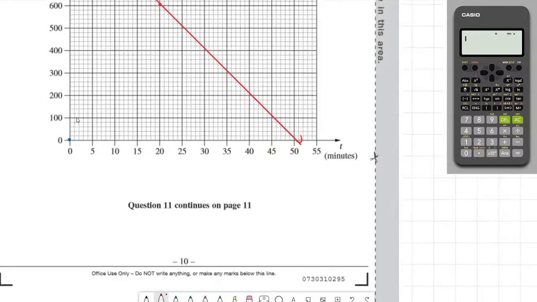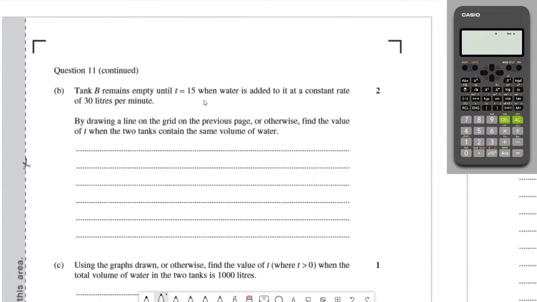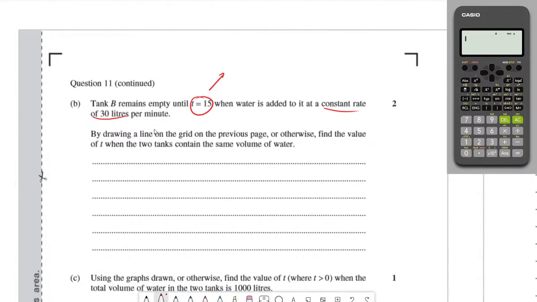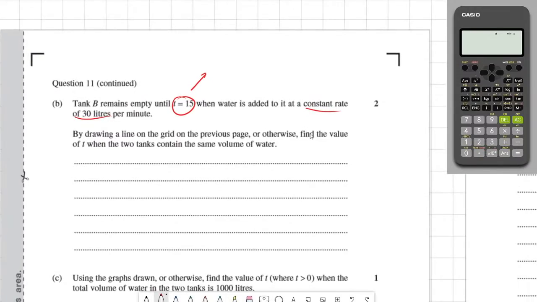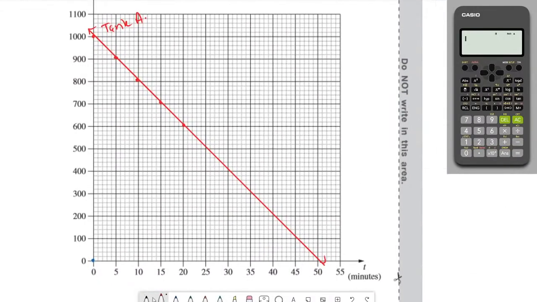From there, it continues on the next page. Tank B remains empty until T is equal to 15. At T is equal to 15, it starts to grow when water is added at a constant rate of 30 liters per minute. By drawing a line in the grid on the previous page or otherwise, find the value of T when the two tanks contain the same volume of water. So this is essentially a simultaneous equations question dressed up as a graphing question.